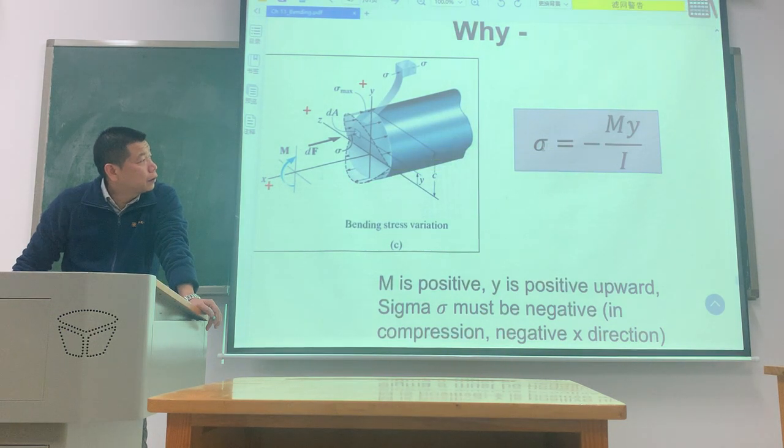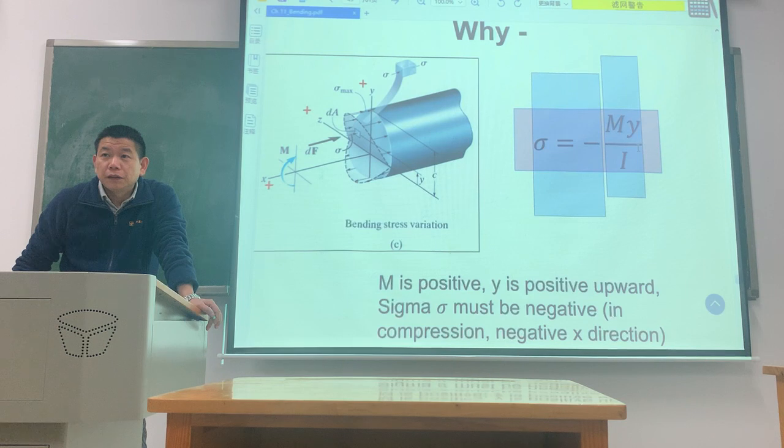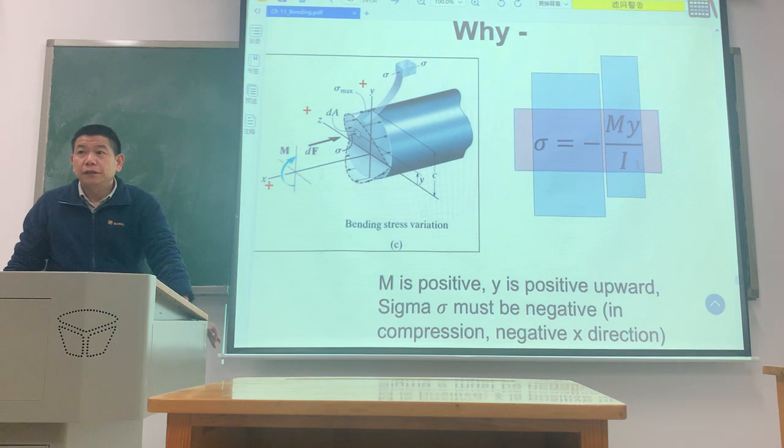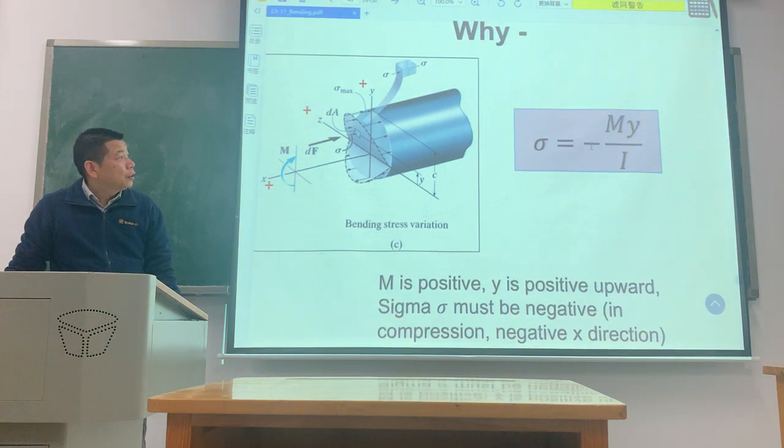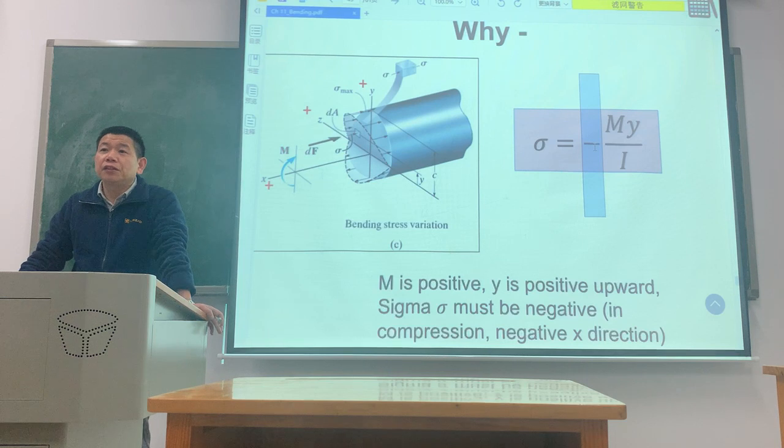Here's the formula: sigma equals My over I. Is that negative? Negative means that if the stress is in compression, it is negative. If in tension, it is positive.